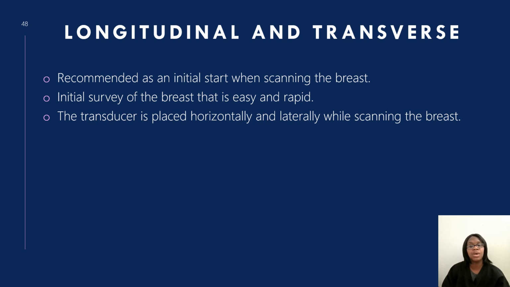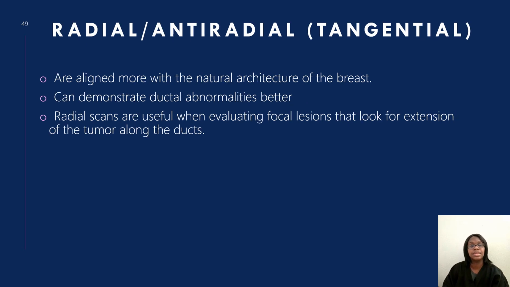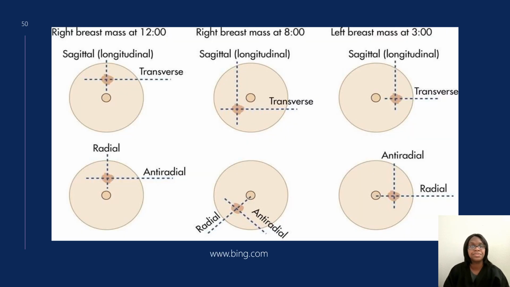And then there are different ways you can scan. You can scan longitudinal, you can scan transverse. Some people scan radial, anti-radial. And this is where I'm just going over what radial is, what anti-radial is. And this is an example of scanning sagittal versus transverse, or anti-radial versus radial.